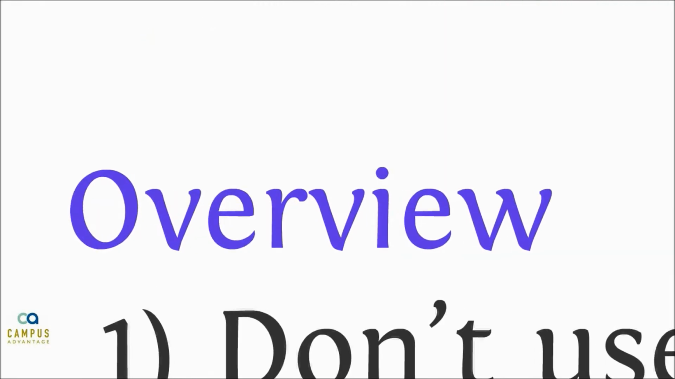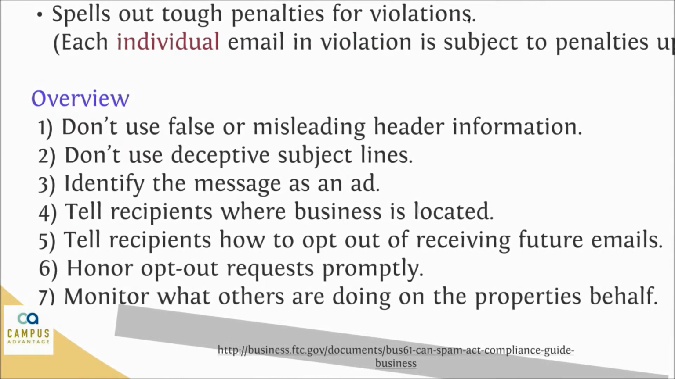A real quick overview of the CAN-SPAM Act is businesses cannot use false header information or deceptive subject lines. The message has to be identified as an ad. It has to let recipients know where the business is located, giving them the right to opt out from future emails, and that opt-out has to be honored, and then businesses must monitor what third-party companies are doing on its behalf.